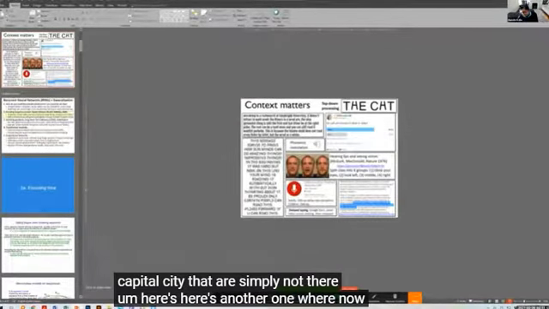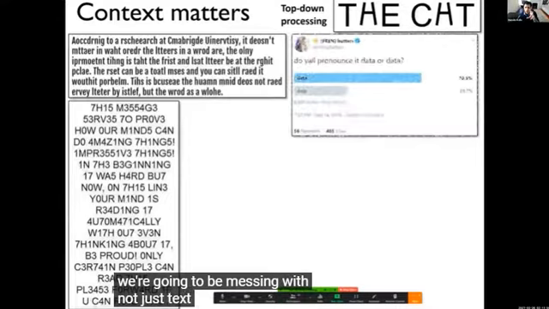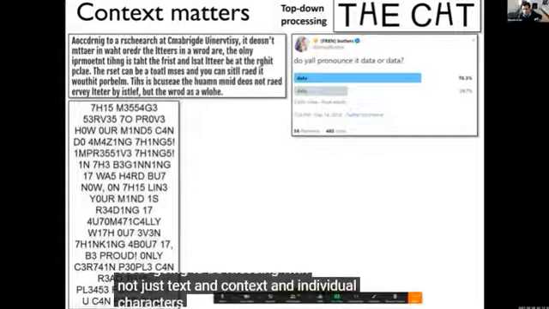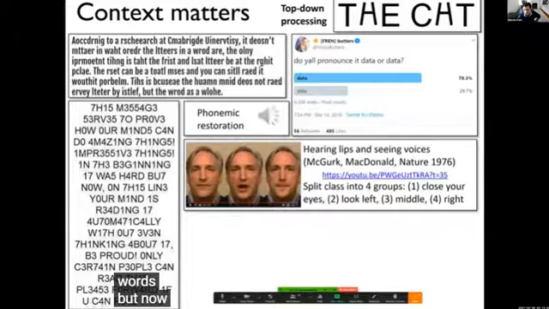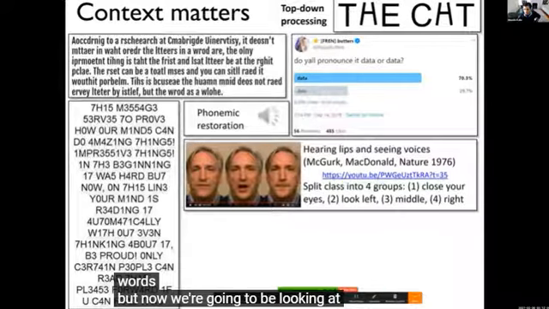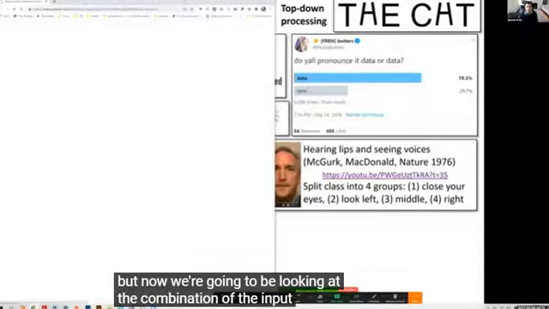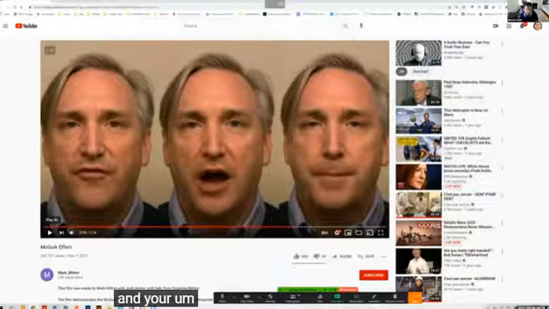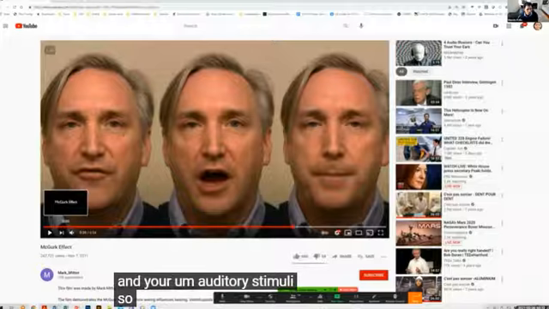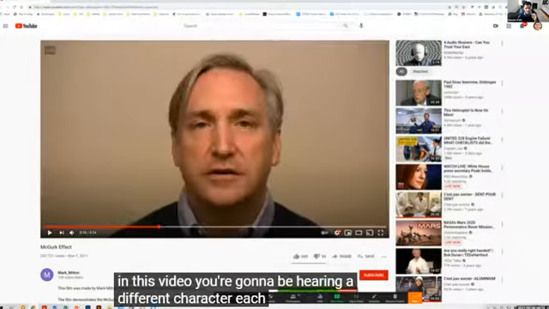Here's another one where now we're going to be messing with not just text and context and individual characters and pronunciation and missing words, but now we're going to be looking at the combination of the input you get from your visual stimuli and your auditory stimuli. So if you look at the person on the left or the person on the right in this video, you're going to be hearing a different character each time.